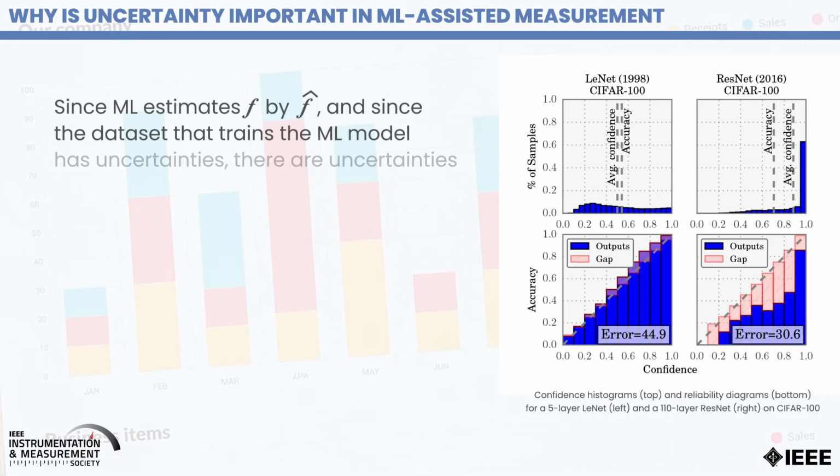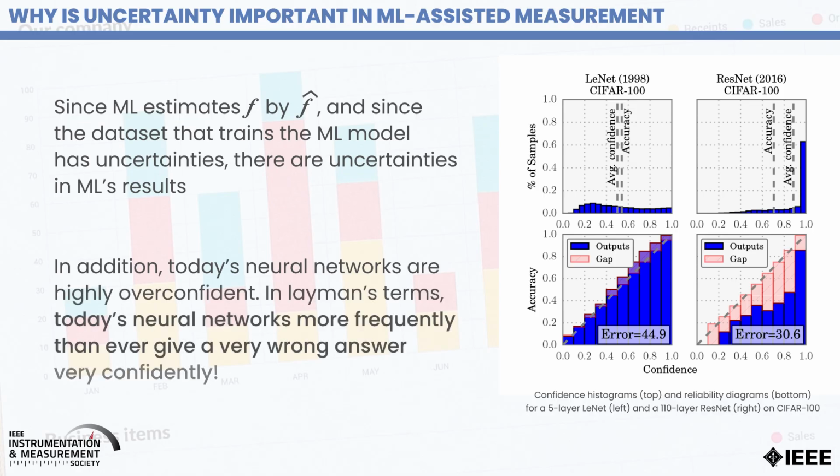Okay, so generally speaking, uncertainty is important. And the importance is even magnified in machine learning assisted measurements because of a number of reasons. First of all, as you noticed, the f hat that I showed you actually estimates f. So already there is some uncertainty that builds up there. Secondly, today, most machine learning approaches are based on neural networks. And neural networks today, unfortunately, are overconfident.